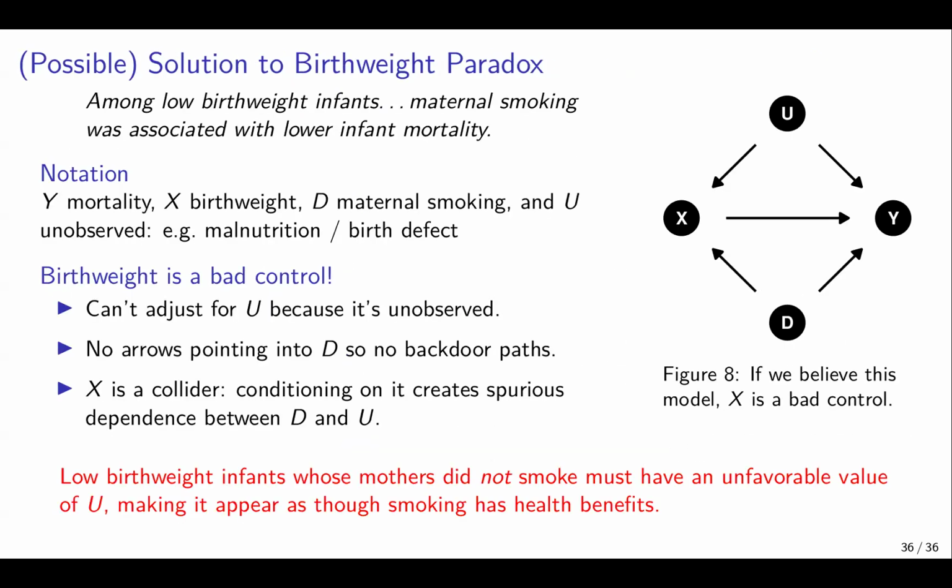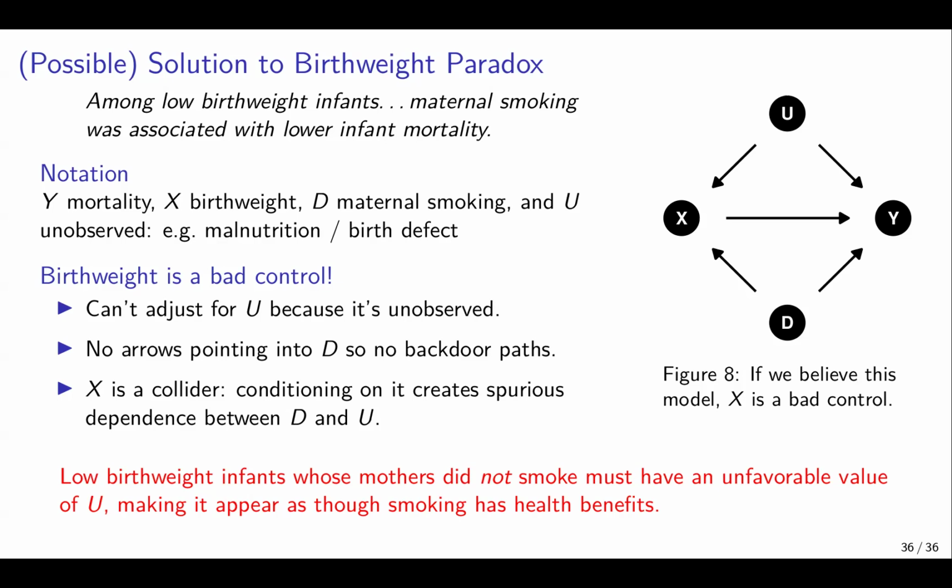And finally, we're ready to give a potential answer to this interesting question about the birth weight paradox, namely that among low birth weight infants, maternal smoking was associated with lower infant mortality. And just to refresh your memory, here y was mortality, x was birth weight, d was maternal smoking, and u was lots of unobserved things, among them malnutrition and birth defects. The idea was that these could be common causes of both x and y, common causes of both birth weight and infant mortality. All right, so should we control for birth weight x if we want to learn the causal effect of d on y?